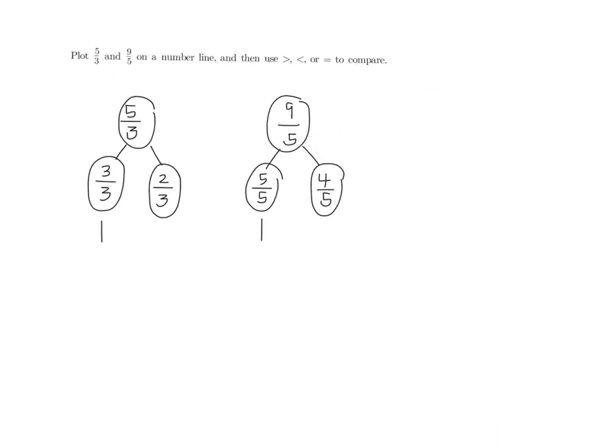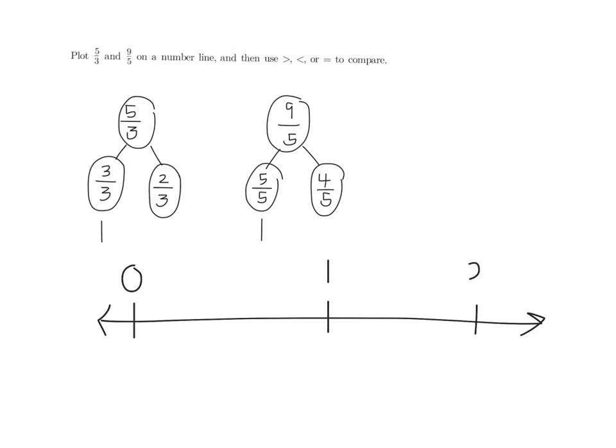Okay, so here's our number line, right? And here's 0, here's 1, here's 2. They're both going to be on the right-hand side of 1 because they both have at least one whole, right? There's one whole and there's one whole. Now, if I were to divide this into thirds, I could see that 2/3 is right there, right? So there is 5/3.